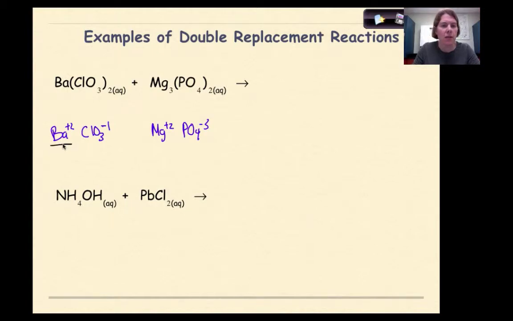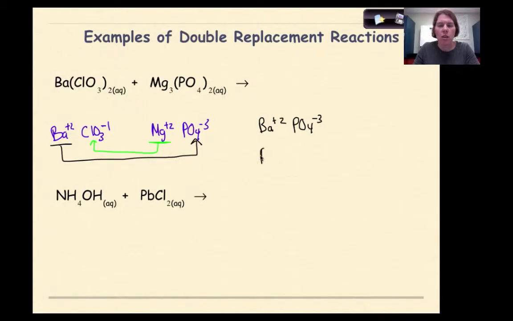So now I say to myself, all right, how's this going to work? Well, this positive ion right here is now going to go with the PO4, and this Mg +2 is now going to go with ClO3 -1. So I'm going to rewrite them over on this side with the ions next to each other so I can cross them down correctly. So I'll start with the Ba. So Ba +2, and that is PO4 -3. I'm going to cross these down.